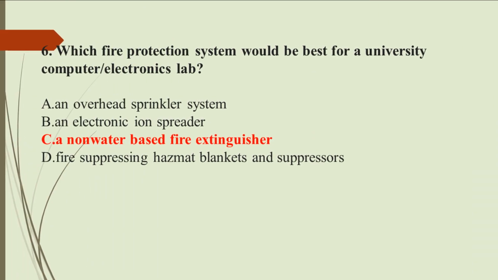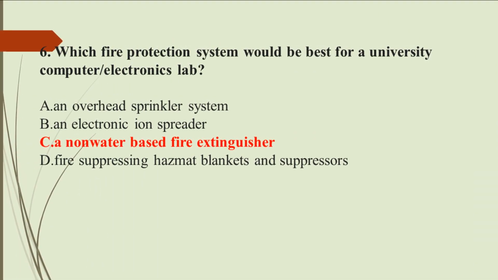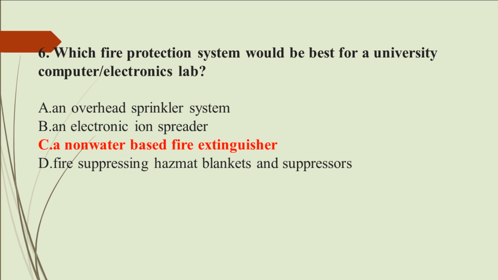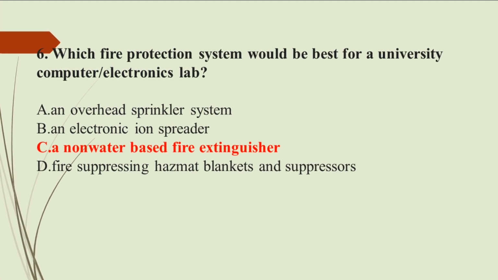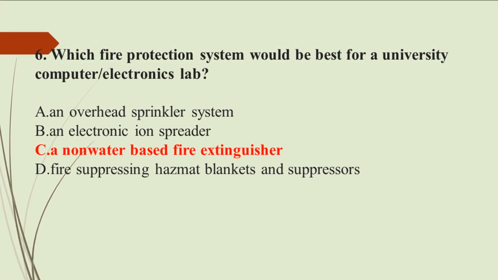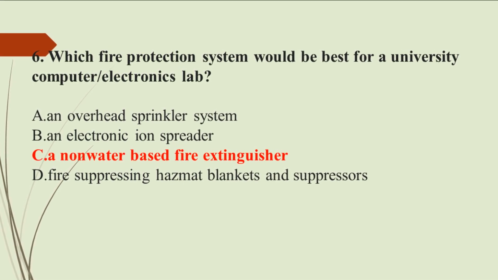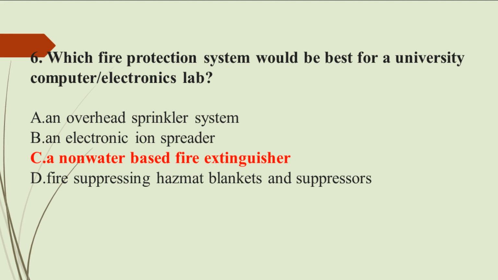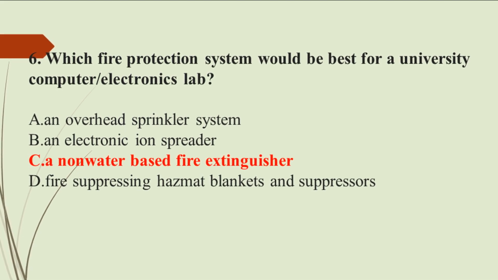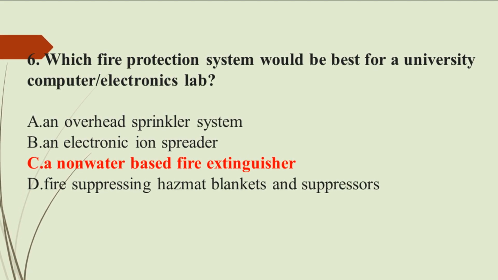Q6. Which fire protection system would be best for a university computer electronics lab? A. An overhead sprinkler system. B. An electronic ion spreader. C. A non-water-based fire extinguisher. D. Fire suppressing hazmat blankets and suppressors.